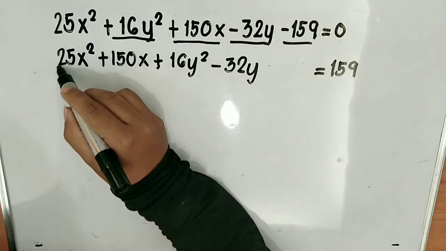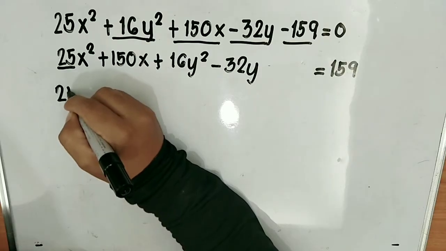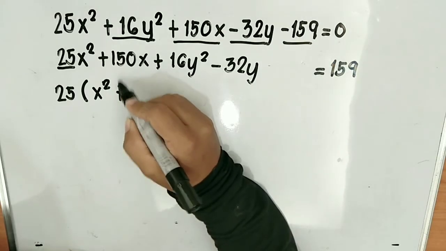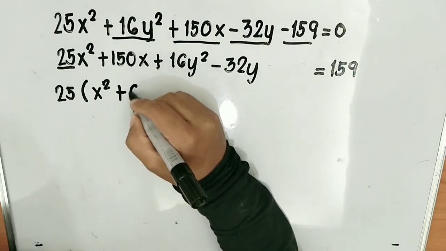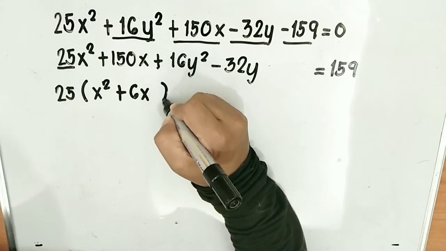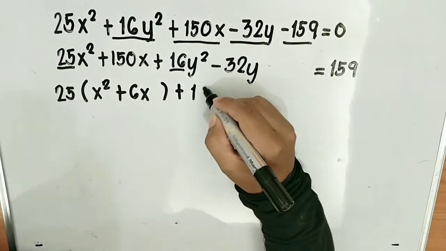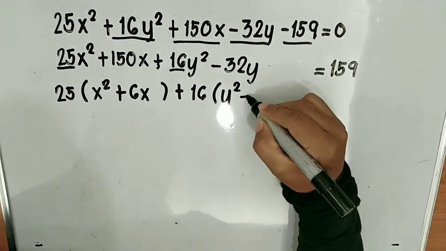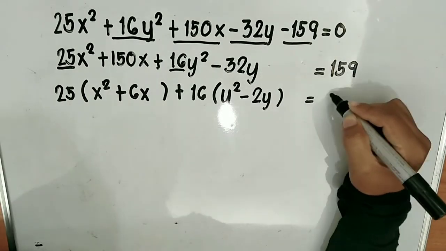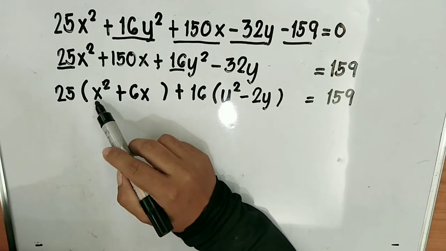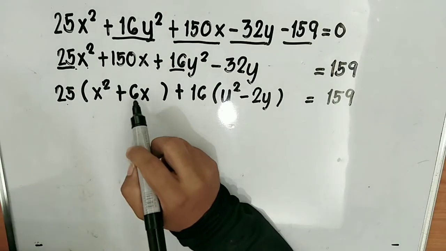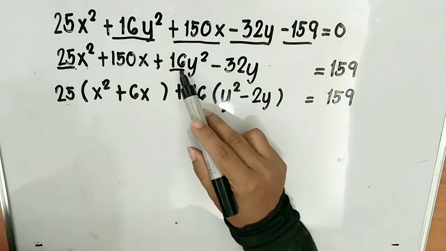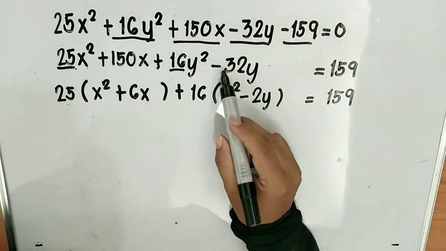Next step, we will factor out the numerical coefficient 25. So 25, the remaining term from 25x squared will be x squared. Then 150x divided by 25, the answer is positive 6x. Then again, factor out 16. The remaining term will be y squared. Then negative 32y divided by 16, the answer is negative 2y, is equal to 159. That is, when you multiply x squared by 25, the answer is 25x squared. 6x times 25, the answer is 150x. And if you multiply 16 by y squared, the answer is 16y squared. And 16 by negative 2y, the answer is negative 32y.